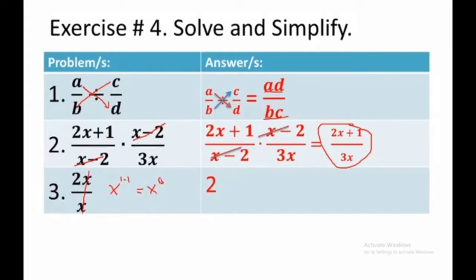So any number or any variable raised to 0, that is equivalent to positive 1. So positive 1, that's why ang maiwan na lang natin here is positive 2. That is 2 times positive 1 here. So for number 3, our answer is positive 2.